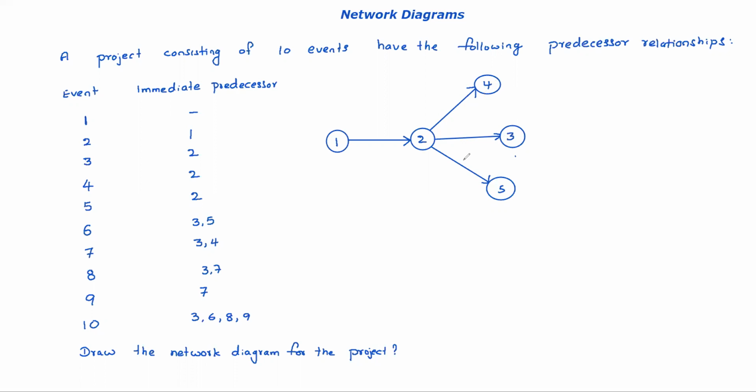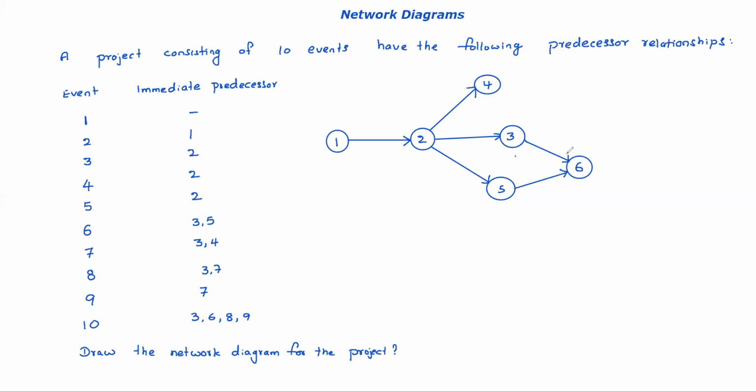Now, for the 6th event, 3 and 5 together are the predecessors. How to make that? Suppose you place event six somewhere here. Two predecessor events are there for six, 3 as well as 5. So you can join like this. See, for the sixth event, 3 and 5 are the predecessor events.